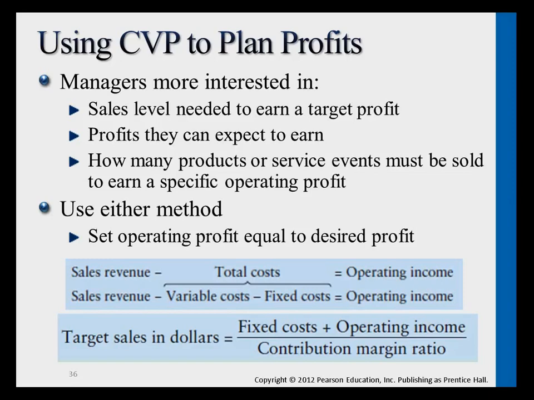So not much is changing. Okay, so we have sales revenue minus variable cost minus fixed cost, same story, is our operating income. You know this formula. So here's what we want to understand right now. Target sales in dollars is our fixed cost plus operating income divided by the contribution margin ratio. That's something quite new, but maybe not. We've seen that, right?